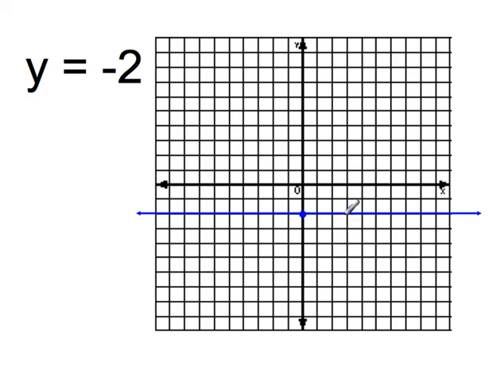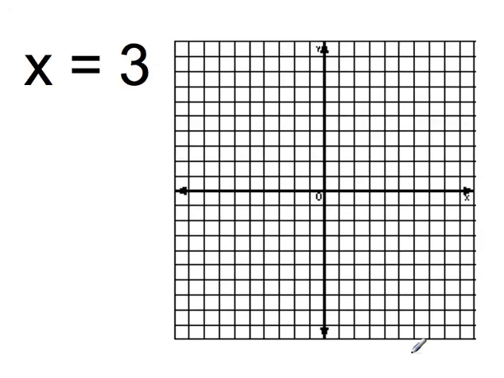A nice thing about these is you could just check any point on the line. If I put a point there, that's the point 3, negative 2. Y is negative 2. If I go out to this point, that is the point 10, negative 2. So no matter where I put a point on this line, y should always be negative 2.